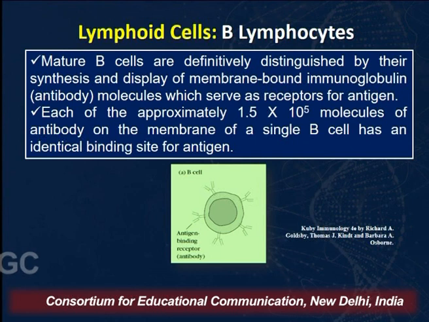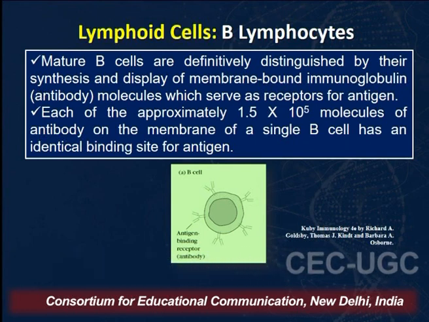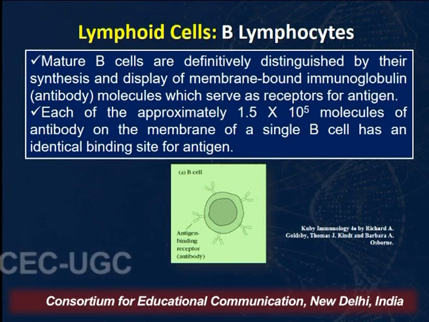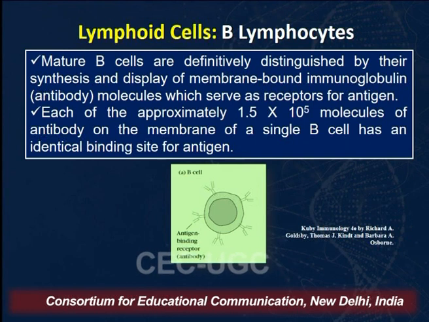Now among the lymphocytes, the first category is called the B lymphocytes. The mature B lymphocytes are distinguished by their synthesis and display of a membrane-bound immunoglobulin, which is more or less called the antibody, on their surface. These act as the receptor for the antigen, and it is approximately noted that about 1.5 x 10^6 molecules of antibody are present on the membrane of a single B cell.